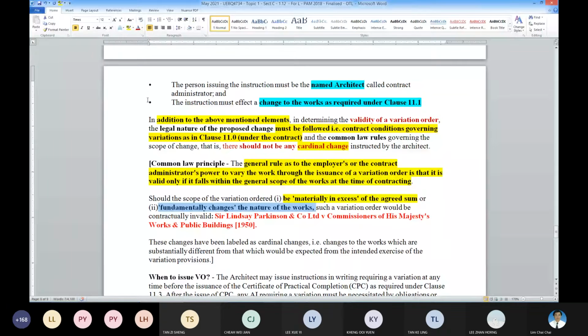This one is considered as cardinal change. So the cardinal change I was talking about is type 1. This is the change of nature of work. But another one under this case law gives another meaning of a cardinal change. That means the agreed contract sum is, let's say, 1 million. Now a VO is issued to 20 million. So these are material in excess of the agreed sum, also considered as cardinal change. If it's a cardinal change, it is contractually invalid.